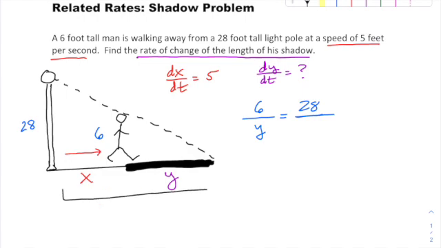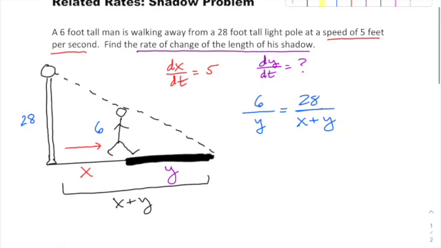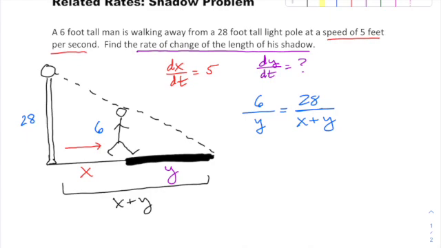And if you were wondering, you could set up proportions like 28 is to 6 as x plus y is to y, or something like that, as long as you're consistent again. So you've got this equation set up that uses x and y, and you have dx dt, you want dy dt. You could differentiate this right now, but you'll be using some quotient rule here on the right, or some chain rule or something. So why don't we clean this up and just do a little cross multiplying.